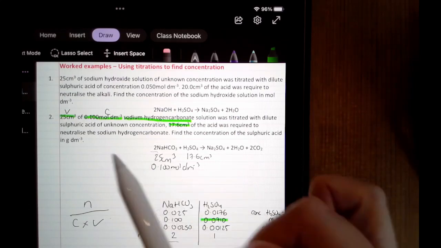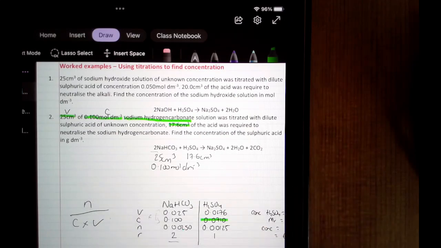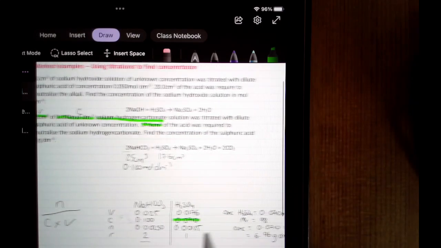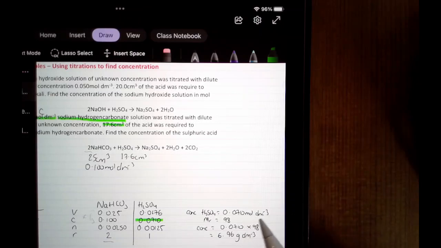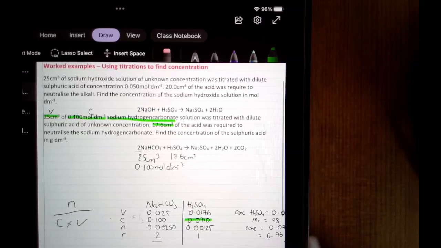But if we look in the question, you're asked for that answer in grams per decimetres cubed. Now, when you work it out in the table, your concentration is always going to come out in moles per decimetres cubed because our volumes are in decimetres cubed, and we've also got moles. So if I want to go from moles to grams, all I need to do is multiply by formula mass. So the formula mass of H2SO4 is 98. I take the moles, I multiply by the formula mass, and that allows me to go from moles per decimetres cubed to grams per decimetres cubed. So that is your standard titration calculation, typically worth about 3 marks.